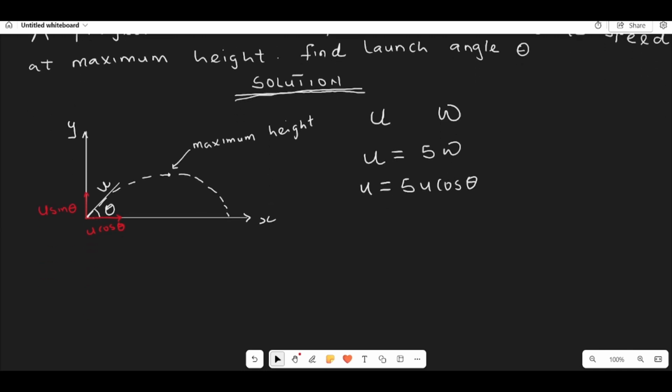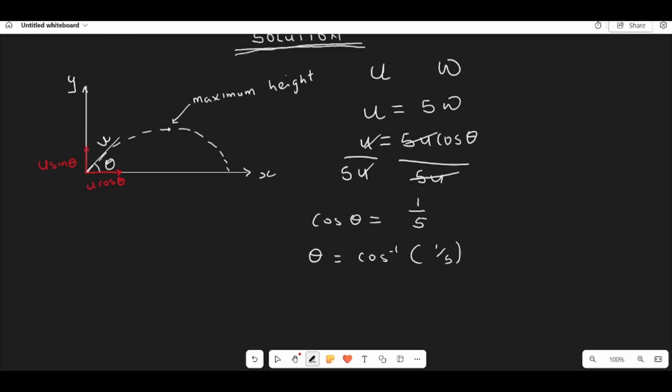Let us divide both sides of the equation by 5u. 5u cancels 5u and u cancels u. That means our cos theta equals 1 over 5. Theta equals arccos of 1 over 5. Theta equals 78.5 degrees. That is our launch angle.